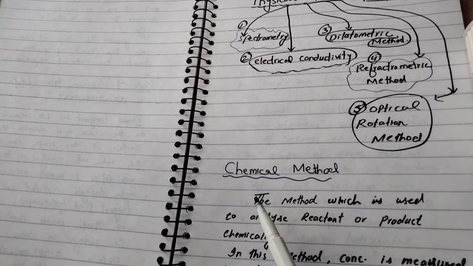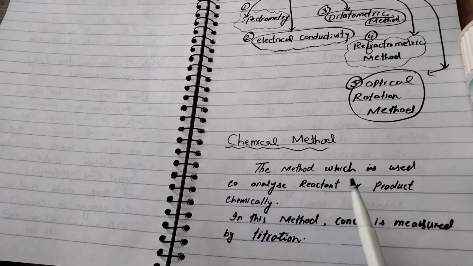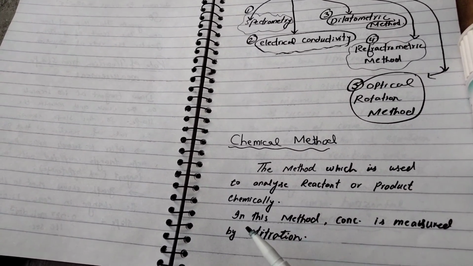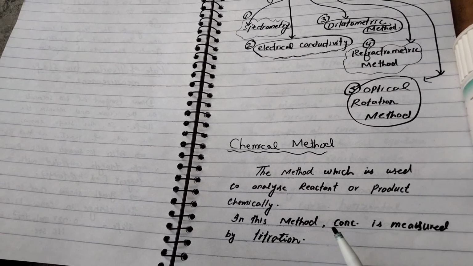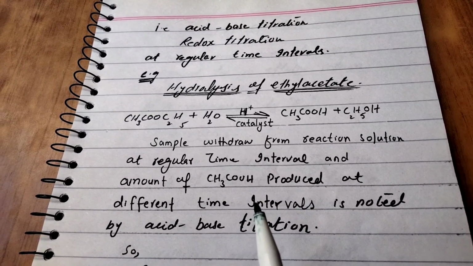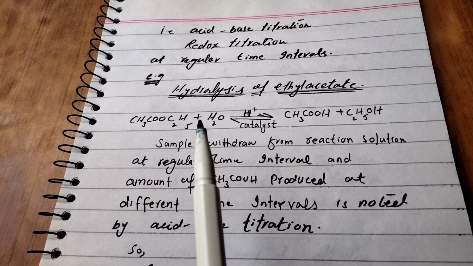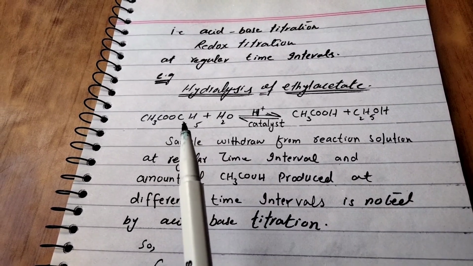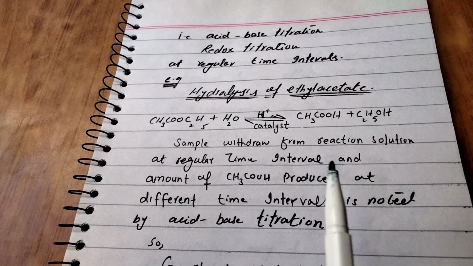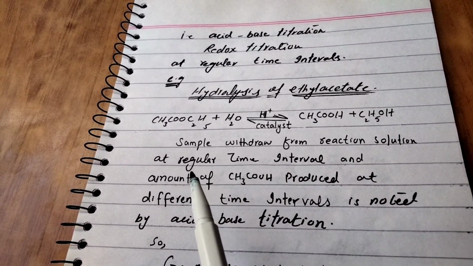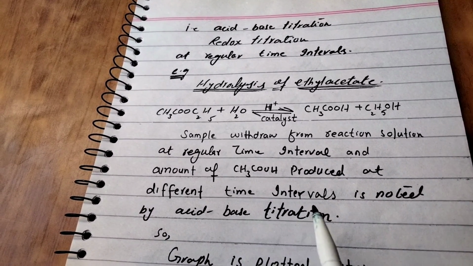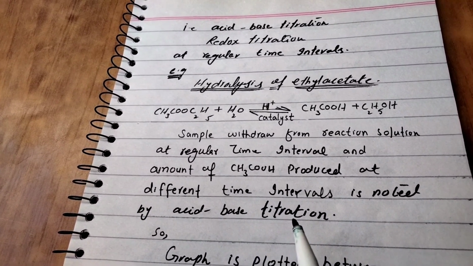Now we discuss the chemical method, the method which is used to change or analyze the reactant or product chemically. In this method, concentration is measured by titration: acid-base titration, redox titration at regular time intervals. Hydrolysis of ethyl acetate: ethyl acetate reacts with water in the presence of a catalyst and changes into acetic acid plus ethanol. A sample is drawn from the reaction solution at regular time intervals and the amount of acetic acid produced at different time intervals is noted by acid-base titration.